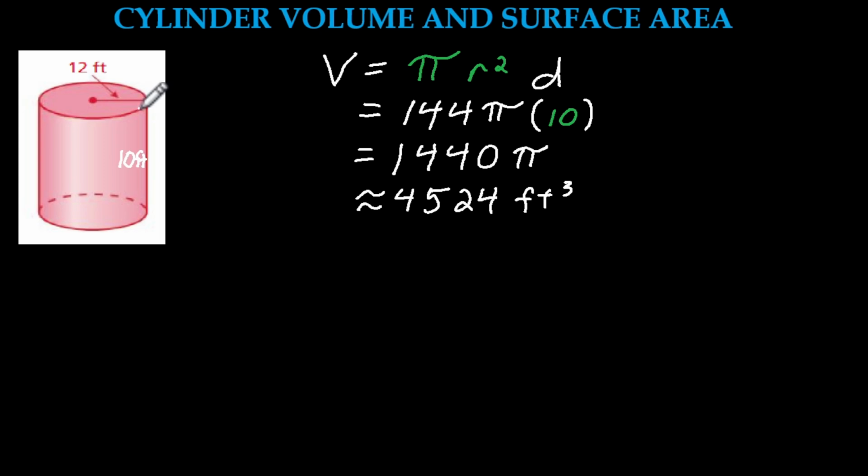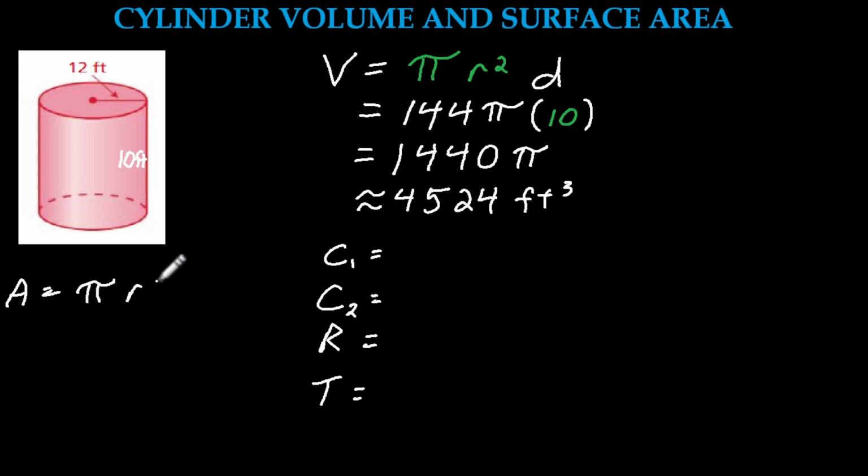Now for the surface area, I'll find the area of the 2 circles and the area of the rectangle. So I'll list it like this: circle 1 area, circle 2 area, rectangle's area, and then we'll get a total. So for the first circle, I have area equals pi times the radius squared. Well, the radius squared is 144, so this is 144 pi, which works out to approximately 452.4. And that'll be each of the 2 circles.